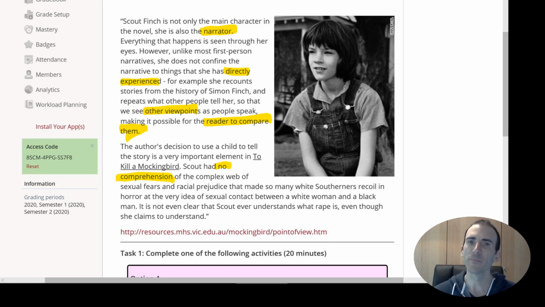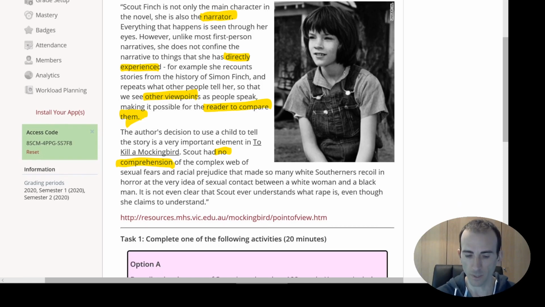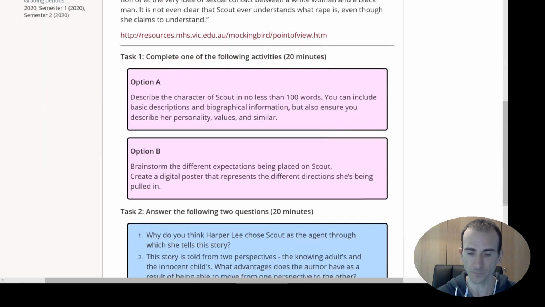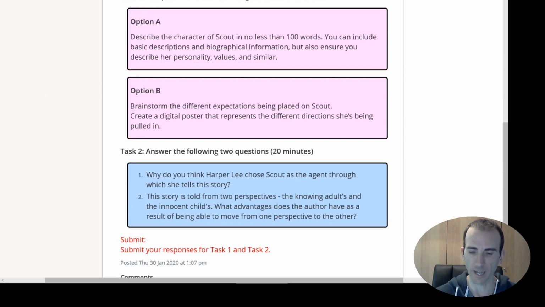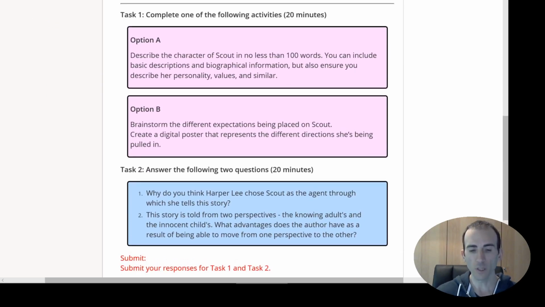Okay, so you see, this is a very interesting and deliberate choice of who should tell this story, and it's not necessarily the most likely choice. With that little preamble in mind, I'm now going to get you to complete 2 tasks. You can see I've got them nicely color-coded here. For task 1, you get to choose either option A or option B. You only need to do one. So don't do both unless you're really keen.